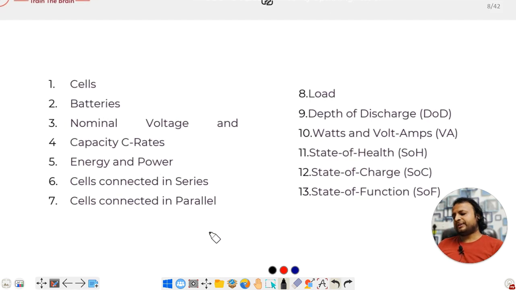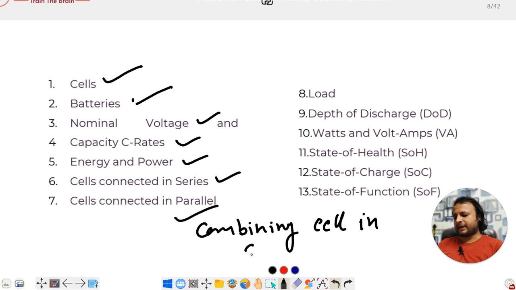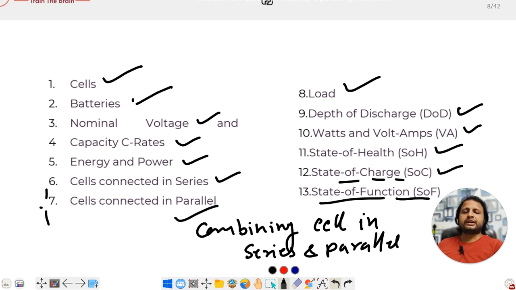The first one is that a battery is made up of cells, a battery is a combination of cells. We need to know about nominal voltage, capacity, that is the C rate, and energy and power of the battery, cells connected in series and cells connected in parallel, because we make batteries by combining cells in series and parallel. That's why all these terms are very important for us. What is the load, and what is the depth of discharge, that is DOD. Watts and volt amperes, state of health, that is SOH, state of charge, that is SOC, and state of function, that is SOF. So these are the 12 or 13 terms which we use in batteries.